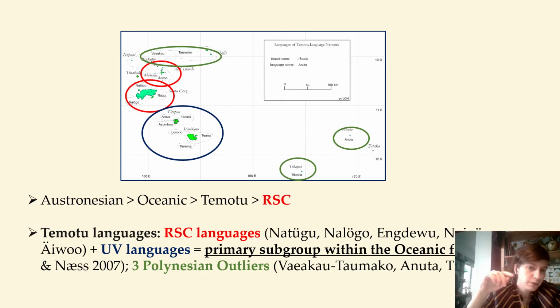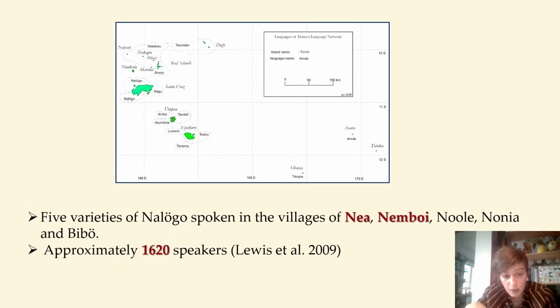There are also 3 Polynesian outliers in the area. So we have Kautaumaku, which is spoken up north in the Duff Islands, and the Tikopia and Danuta, which are spoken further east. There are 5 varieties of Nalögo, and the data on which this talk is based were collected in the 2 villages of Neanemboi in the southwest here. And there are approximately 1,620 speakers of the language.